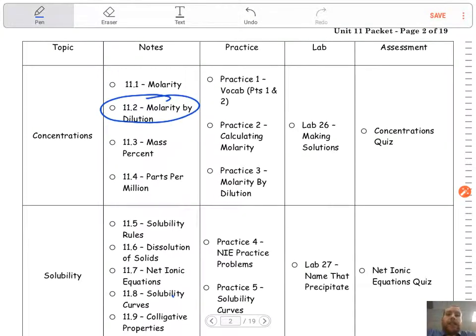Hey guys, this is video 11.2. We're going to be talking about molarity by dilution.